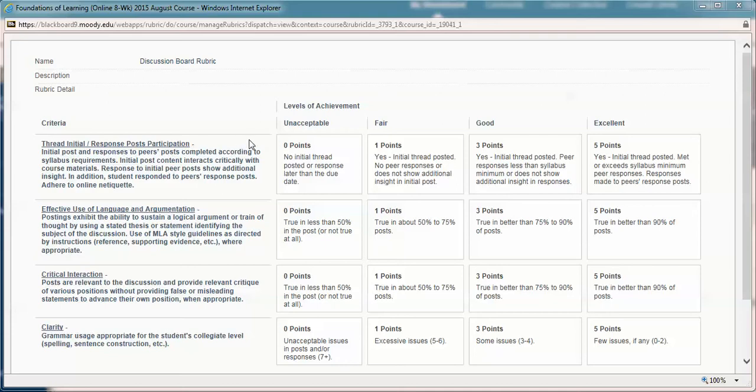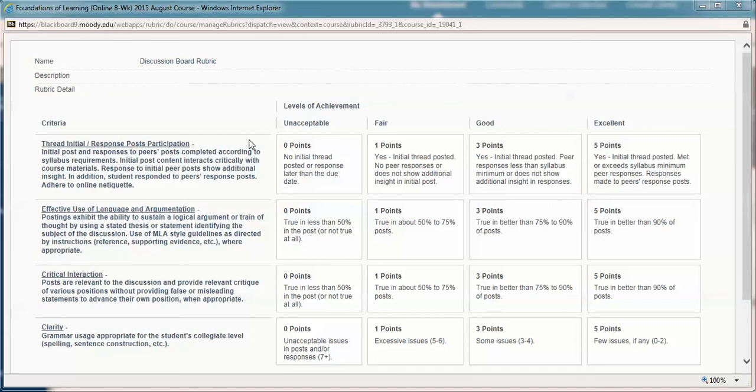The first one is the thread, initial, and response post participation. Basically, this is making sure that you do respond to the post and that you, when you're looking at your peers' posts, reply to a couple of your peers. It does make a difference. The other thing that we're going to be looking for is, did you respond in a timely manner? Are you meeting the guidelines that we set forth in terms of timing for your responses or your initial post?